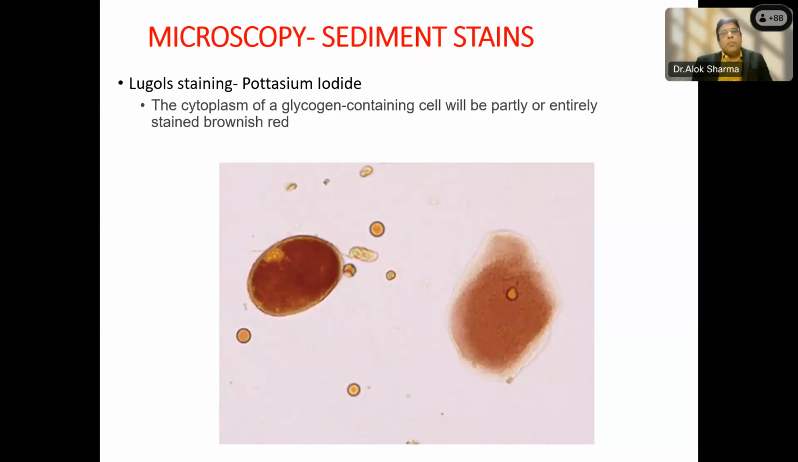Now, sometimes you have glycogen containing cells in the urine, right? If you do the usual Lugol's staining, the potassium iodide stain, you can stain these glycogen containing cells brownish. They will be either partly or entirely stained brownish red. So this is also a useful stain when you have a specific clinical question in mind.